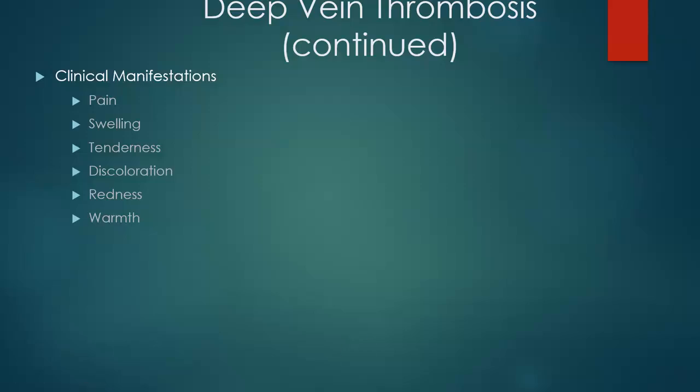So we also look for the presence of Homan sign. That is calf pain that is elicited on dorsiflexion of the foot. It may indicate the presence of a DVT, but its routine use in evaluation really is not recommended because it frequently is misinterpreted and just really isn't a reliable predictor.